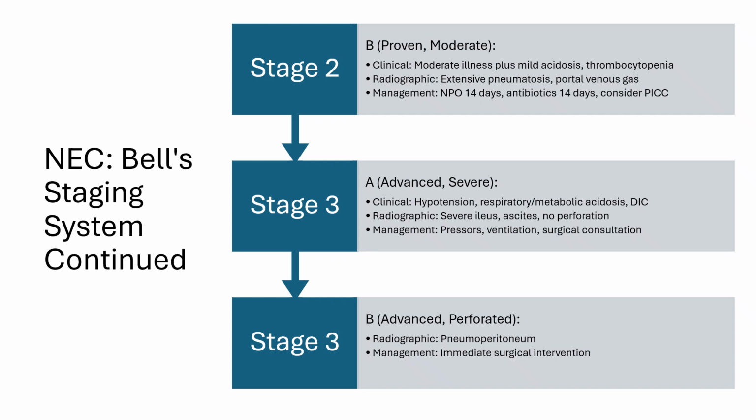Stage 3 represents life-threatening disease. Stage 3A infants are critically ill with hypotension, respiratory and metabolic acidosis, and DIC. Radiographs show severe ileus and ascites, but no perforation yet. These infants need intensive support: pressors, mechanical ventilation, and surgical consultation for close monitoring. Stage 3B means perforation has occurred. Pneumoperitoneum appears on radiographs. This mandates immediate surgical intervention.